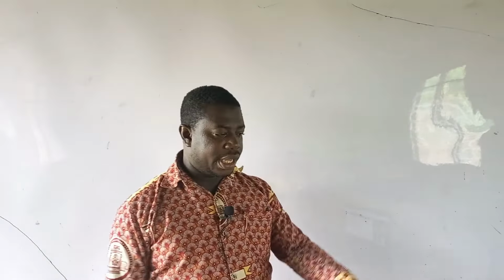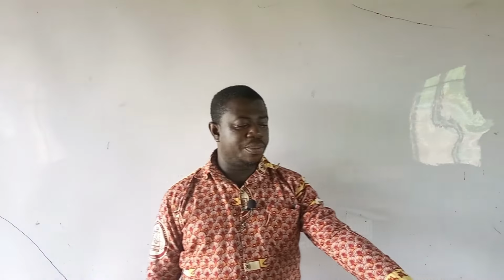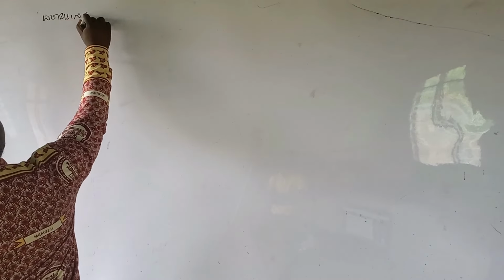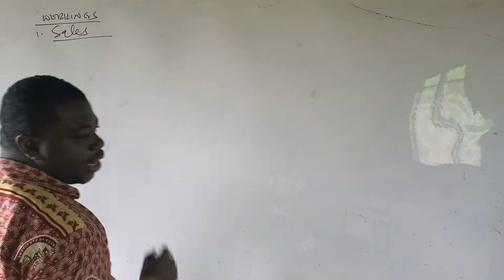Now, we are going to get our sales and purchases. And this is how we are going to get the sales. Remember that when we were looking at the stores ledger, I told you that the sales prices that were given in the question, 8 cedis, 10 cedis, 14, will not be used. But now we are going to use that to get our value of sales. So we are going to do some workings for sales. Working one is establishing your sales.